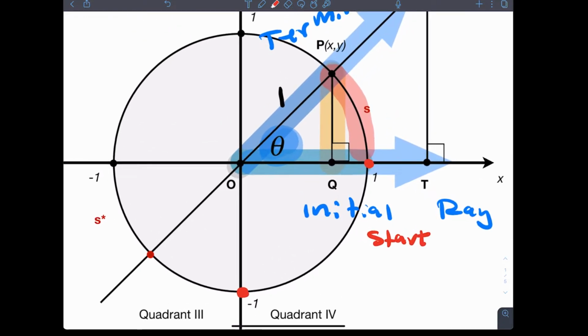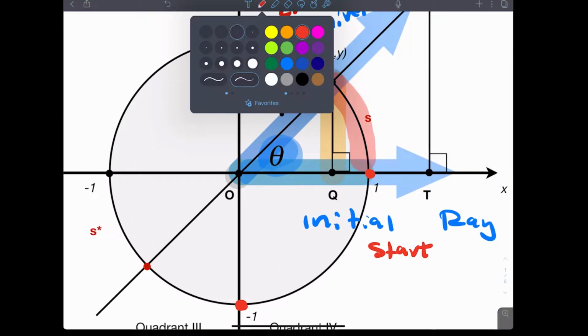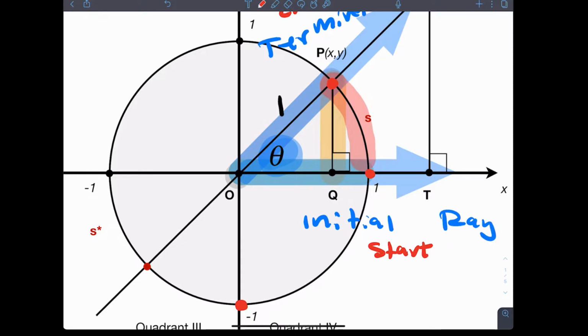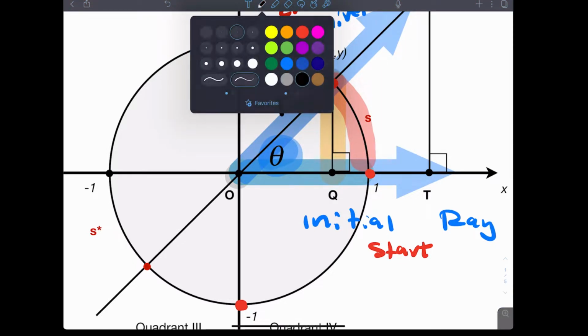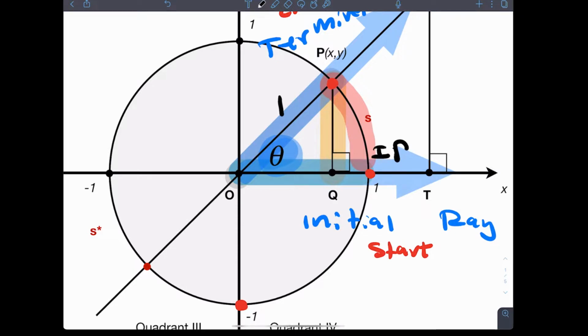In fact, the author does this as well. The author defines this location as IP. What do you think IP stands for? Initial point, yes. And this is called TP. What does that stand for? Terminal point. Starting point, ending point. That's all on the unit circle.